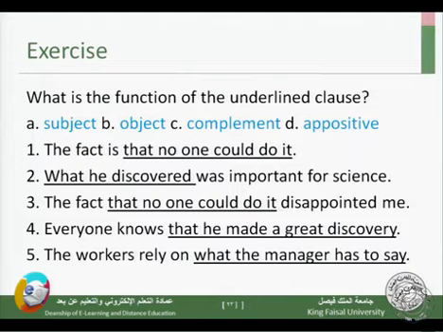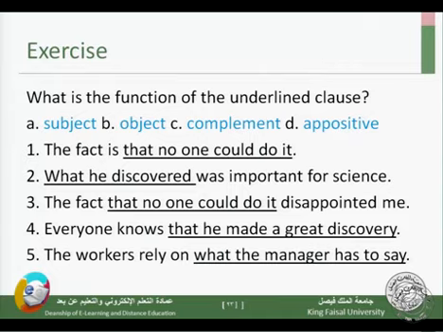In number 3, the fact that no one could do it disappointed me. The fact is an NP. That no one could do it is a noun clause, and here the noun clause refers to the same thing as the noun phrase, the NP, and this is what we call an appositive. So number 3, that no one could do it is an appositive. It is in opposition to the NP the fact.